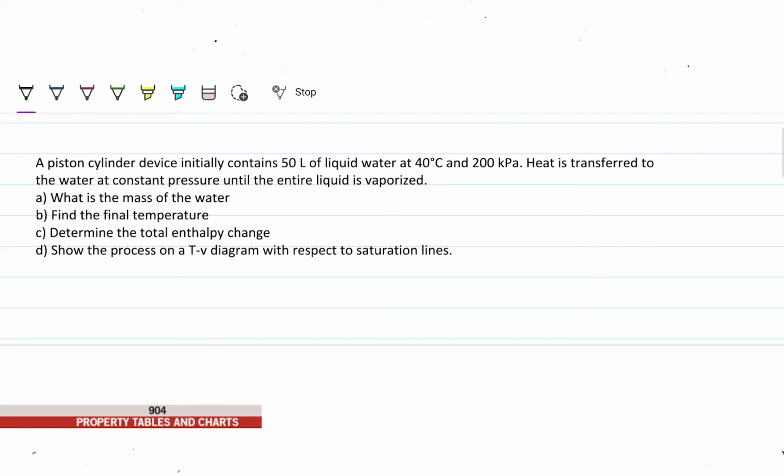So let's firstly draw what we have here. We have a piston cylinder device. So let's just draw a simple box with a little piston here. Okay. And then inside this guy we have water. So we're dealing with water. So you already separate the water tables, because you know we're going to need them.